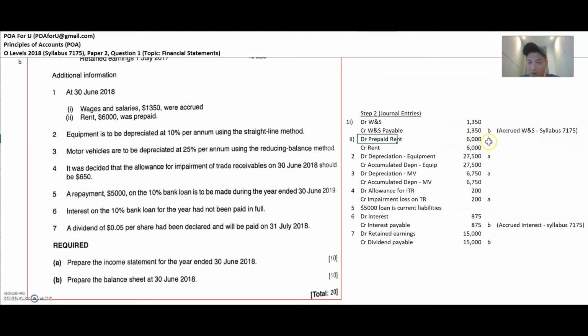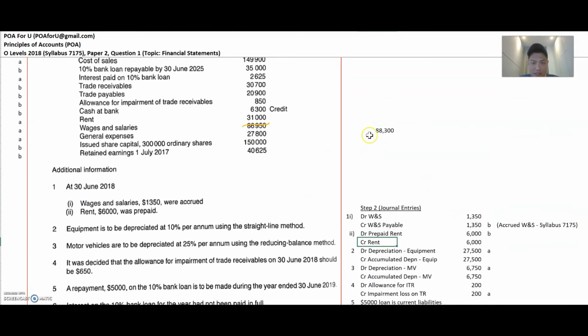Now, prepaid rent is also a current asset. I have put B here, so it's a new item that I have to bring to the statement of financial position. Rent, 31,000 now would be 31,000 minus 6,000, which would be 25,000. I will cross this out as well.